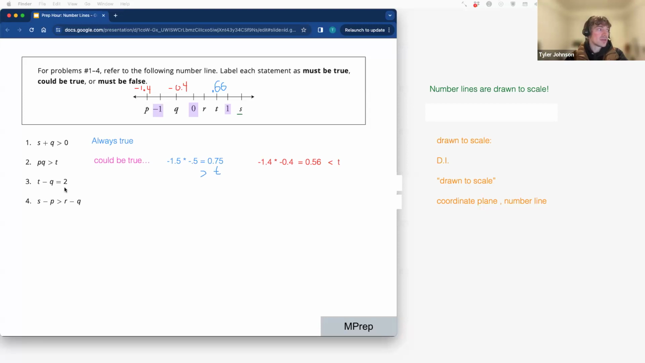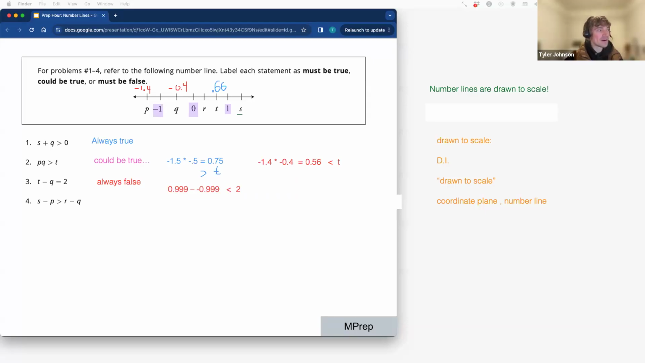Number 3, though, T minus Q equals 2. That is something I can definitely say is always false. If I'm starting at a positive fraction and I subtract a negative fraction from it, it's going to make that positive fraction bigger, but it will not get it all the way to 2. Right? Even at the most extreme, if I had a huge positive fraction, like 0.999, and I subtracted a large negative fraction from it, like -0.999, that's still going to give me something smaller than 2. So number 3 is always false.